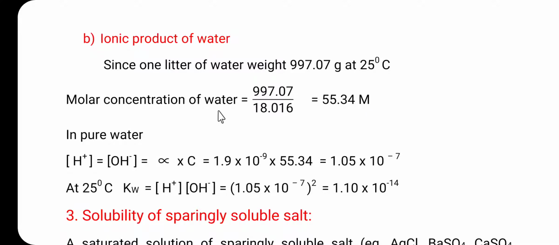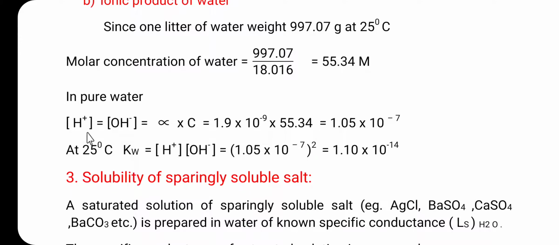So here the molar concentration of the water is 997.07 divided by 18.016, because 1 mole of water is equal to 18.016 grams. So when we solve this, we will get the molar concentration of the water, and it is 55.34 molar.